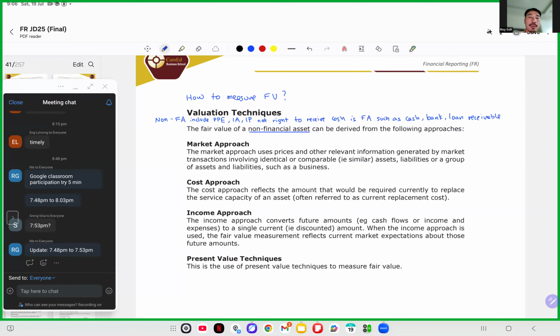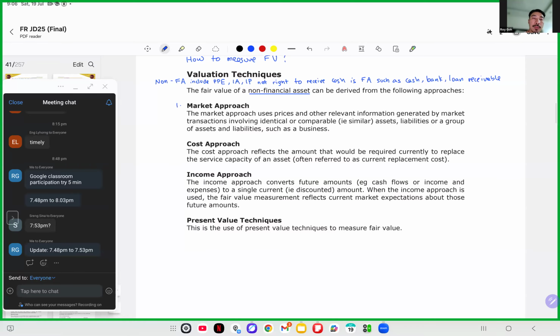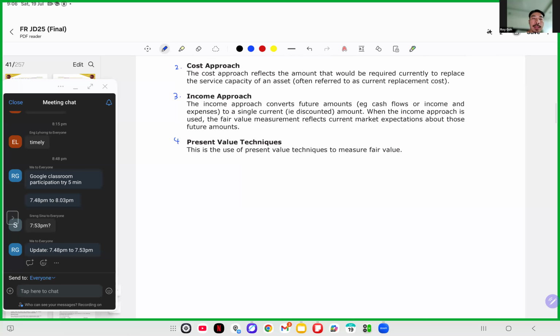Which is correct? Well, method 1, 2, 3, and 4 are all correct. What did I say? All. 4 methods to measure fair value, they are all correct. It's just like sometimes when you learn costing, absorption costing is correct. Activity-based costing is correct. Life cycle costing is correct. Target costing is correct. Marginal costing is correct. Got so many ways to measure costs.